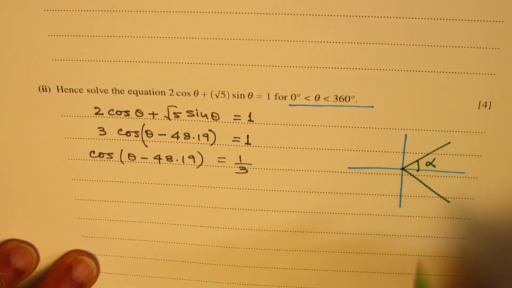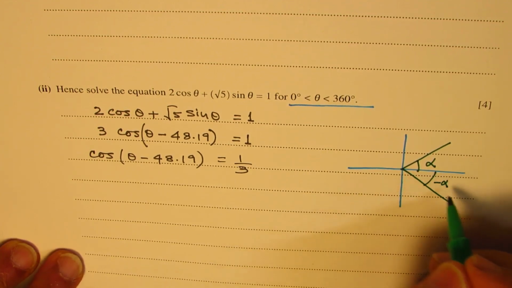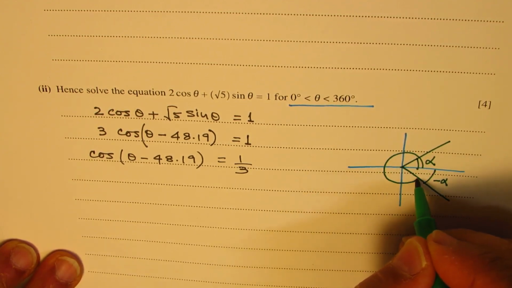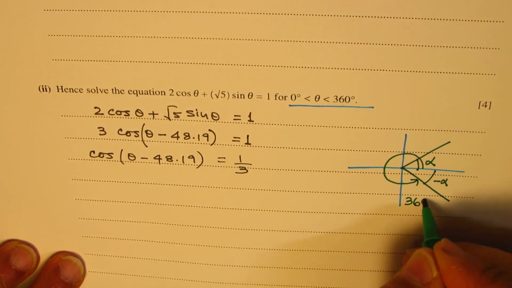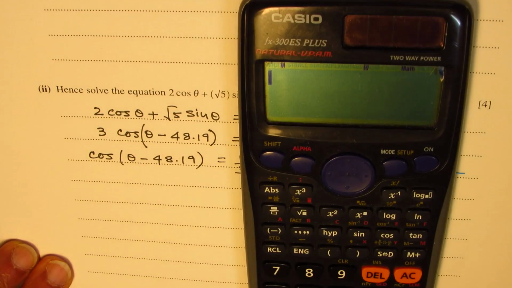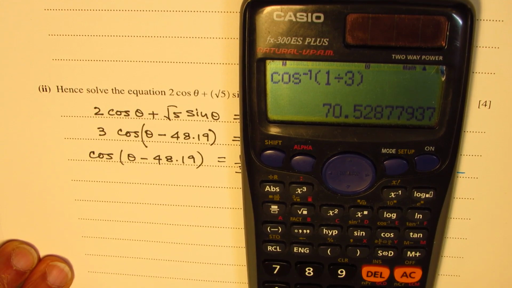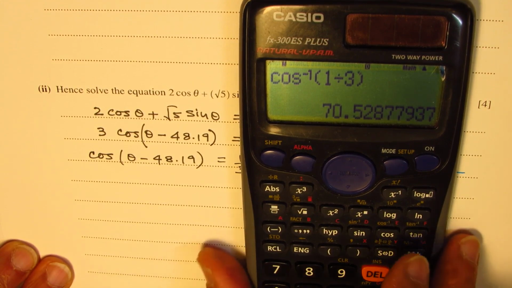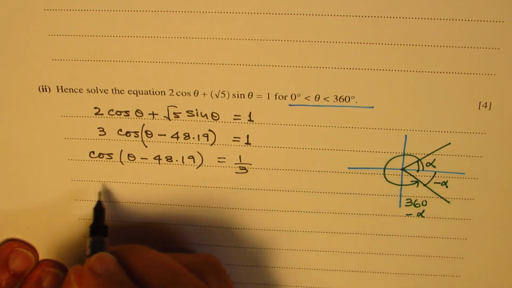Let's find alpha, and then we'll get this alpha. This is minus alpha, correct? Or we'll go like this: this will be 360 minus alpha. So these are the two solutions which we are looking for. So let's figure out. We have shift cos inverse of 1 divided by 3. That gives us 70.528.